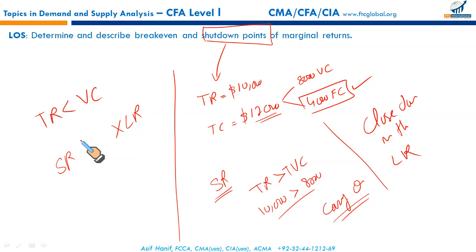So that's the point to remember. If total revenue is more than total variable cost, at least carry on in the short run, but shut down in the long run if it goes on. But if the total revenue is less than total variable cost, short run, close down. And there is no point in extending such a terrible business into the future.